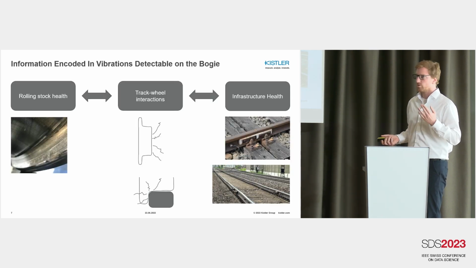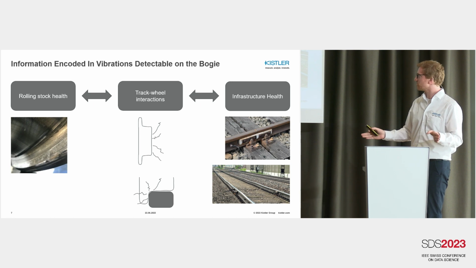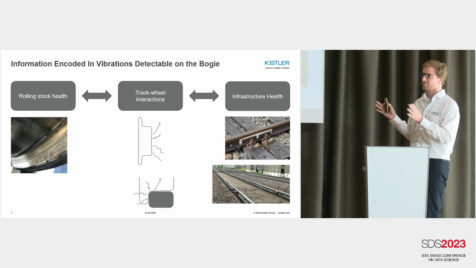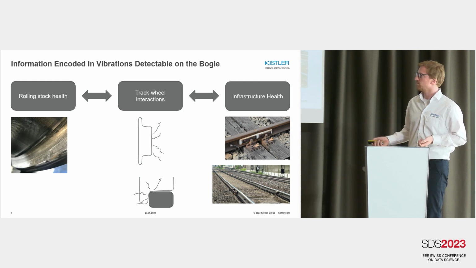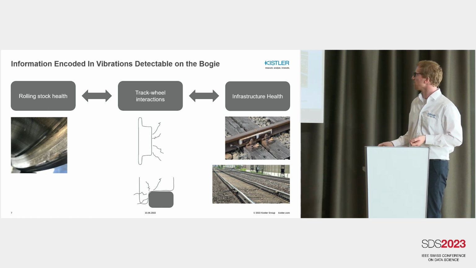Good. So what are we looking at specifically? We have divided it into 3 categories. We are not the rail specialists, we're the measuring specialists, but we have divided the problem into 3 different focus points. One is rolling stock health, the other is track wheel interactions, and finally infrastructure health. And Stefan will be showing an example of the first 2 later on.